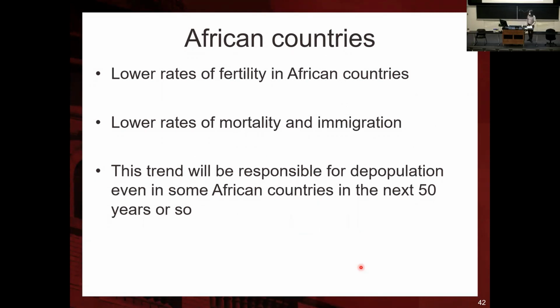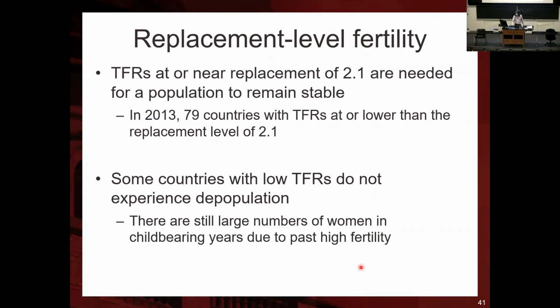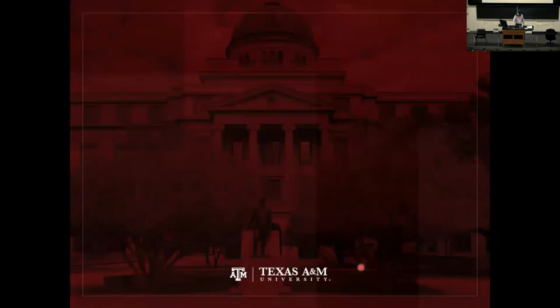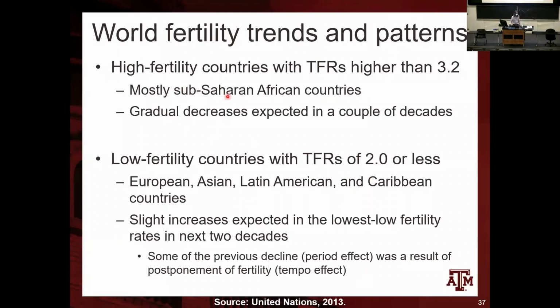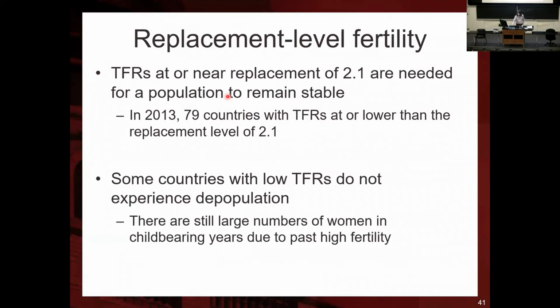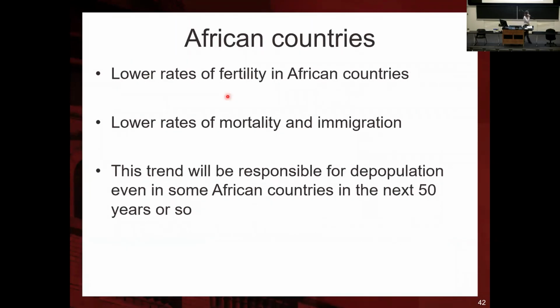African countries still have high levels of fertility, right? As we saw in the previous slide here. We mentioned that, for example, sub-Saharan African countries are the ones having really high levels of fertility, around 3.2 children per woman. But in more recent years, we have been seeing declines in the fertility of African countries.